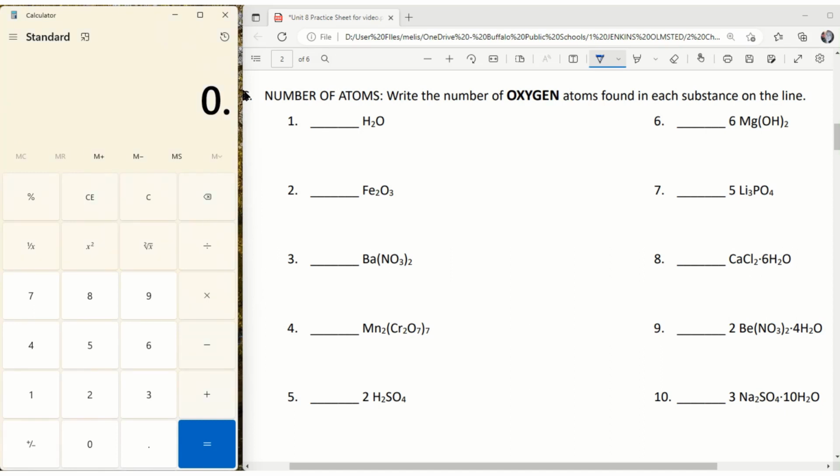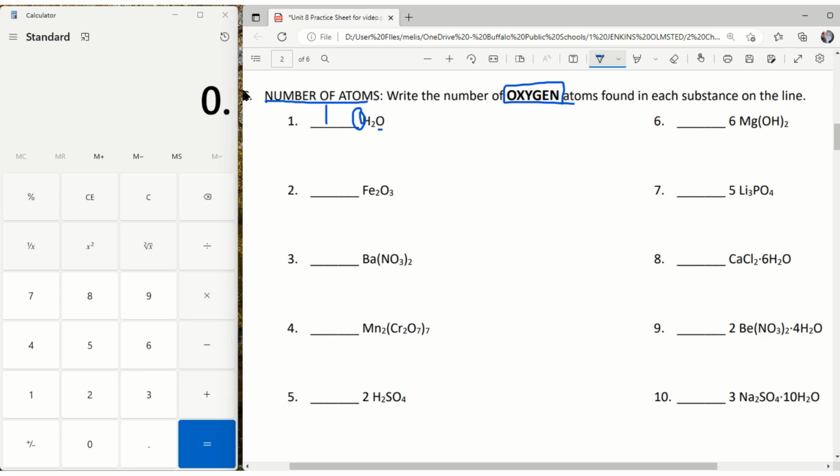All right, let's move on to C, and we are doing number of atoms. It says write the number of oxygen atoms found in each substance. Okay, so I'm going to look. Here is oxygen. Is there a subscript? No, there is not. Any parentheses? No, there is not. Is there a coefficient in front? No. What coefficient is assumed to be there? 1, which does not affect it at all. So this just has one singular oxygen.